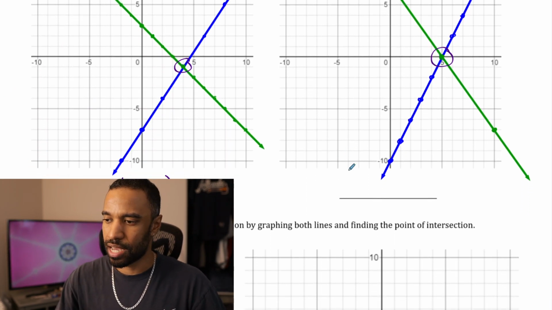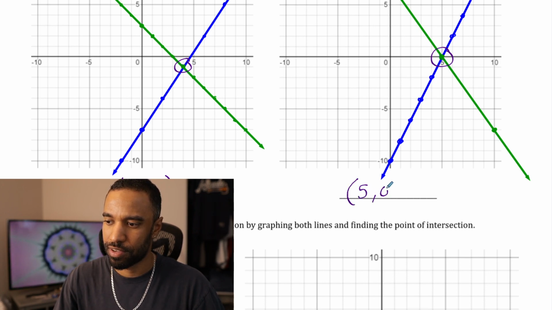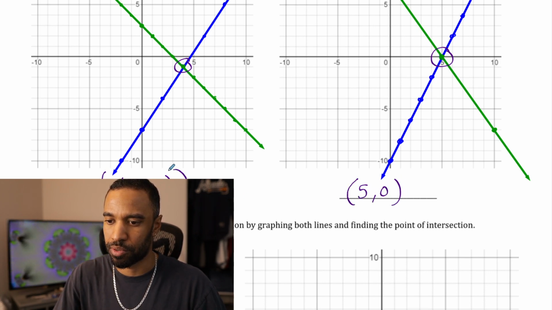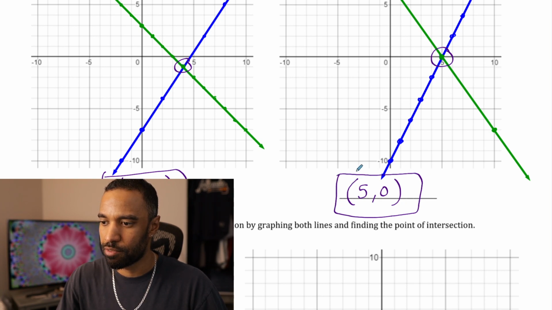What's this point of intersection, guys? This is 5, 0. There we are. Let's box both of these. Those are my answers. Solving by graphing. That's nice.